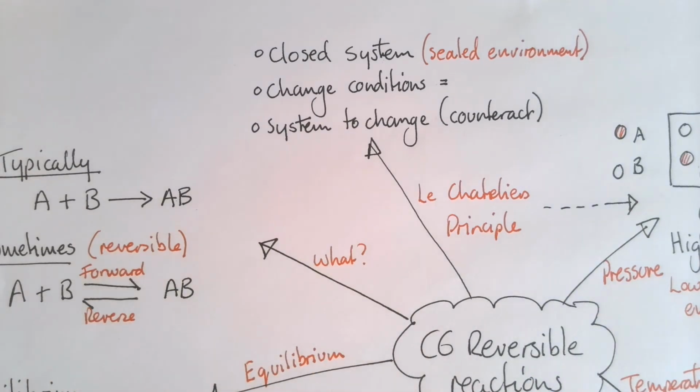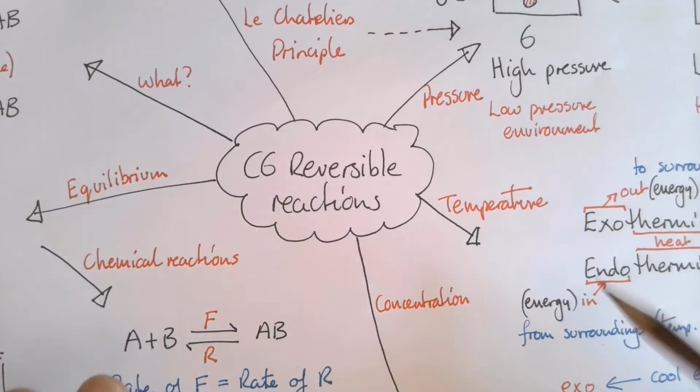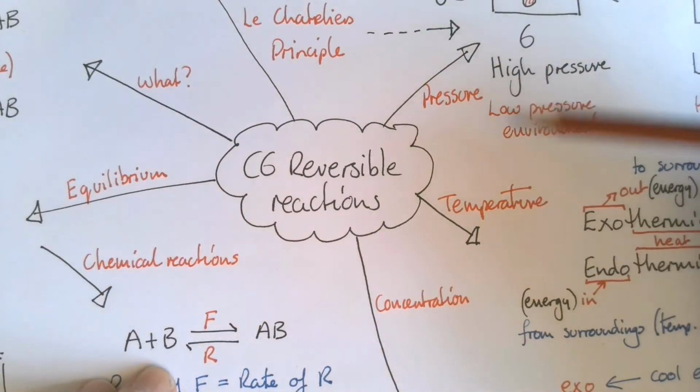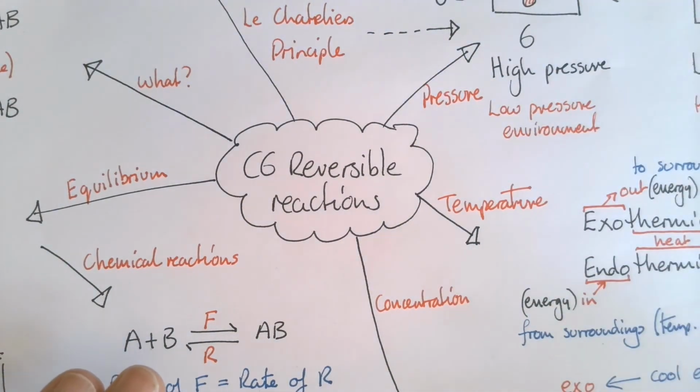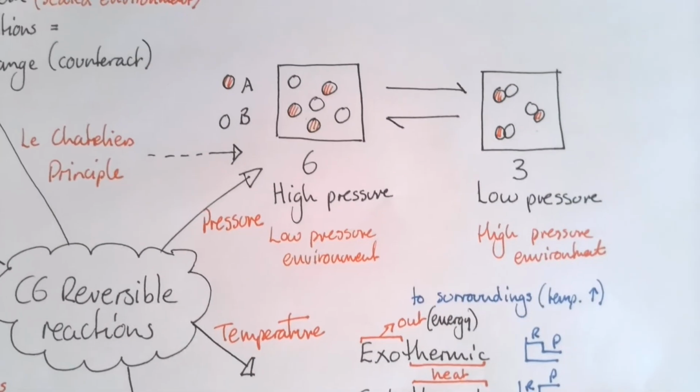So here's how we're going to have a look at this. We're going to take three different factors that can have an effect on the rate of a reaction, and we're going to see what happens when we play around with these in a reversible reaction. So the first thing we want to look at is high pressure.